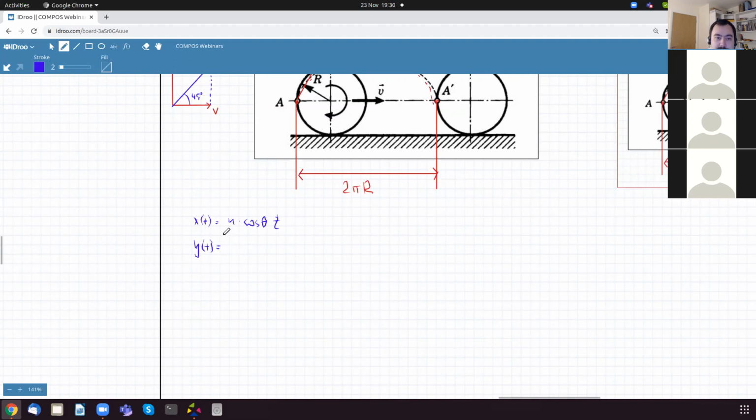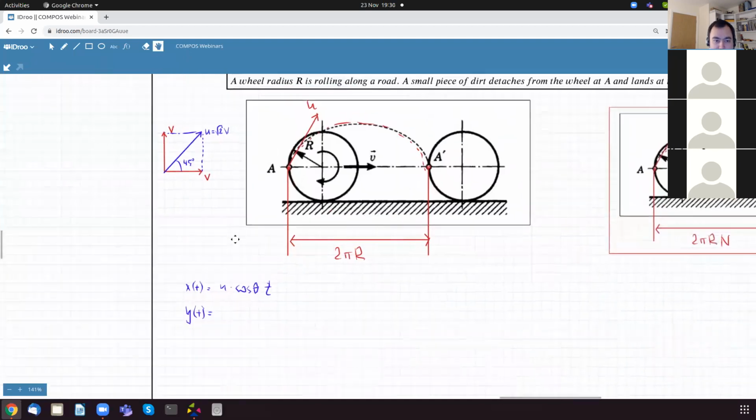We're looking for the speed. The speed of the wheel, of the rolling of the wheel. It's u sine theta t minus 1/2 gt squared.